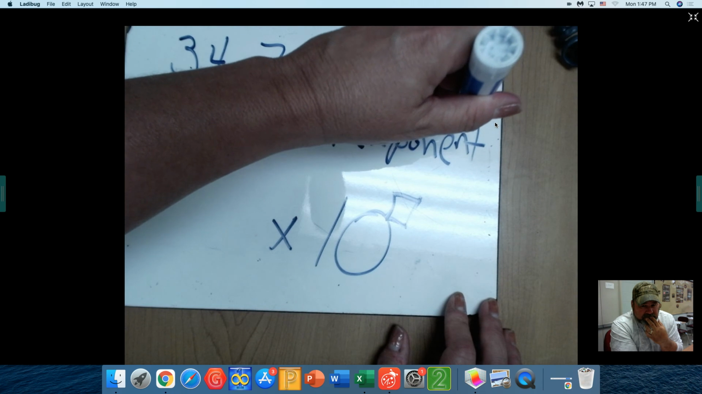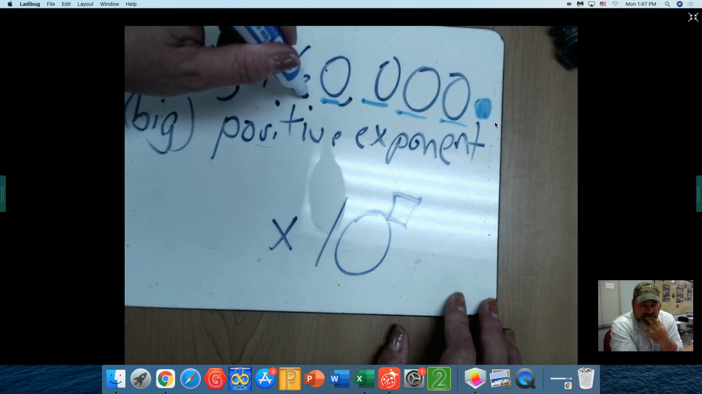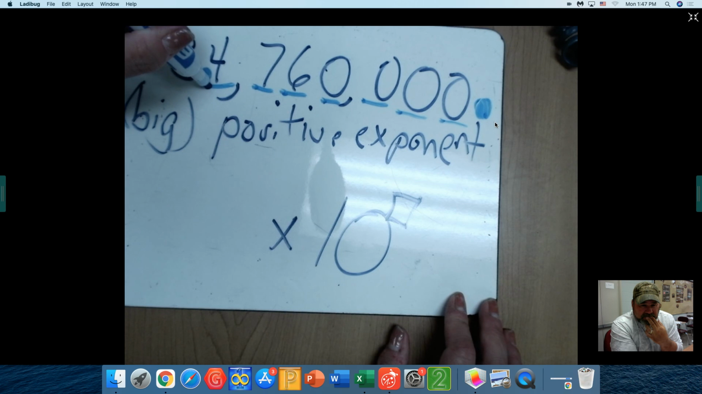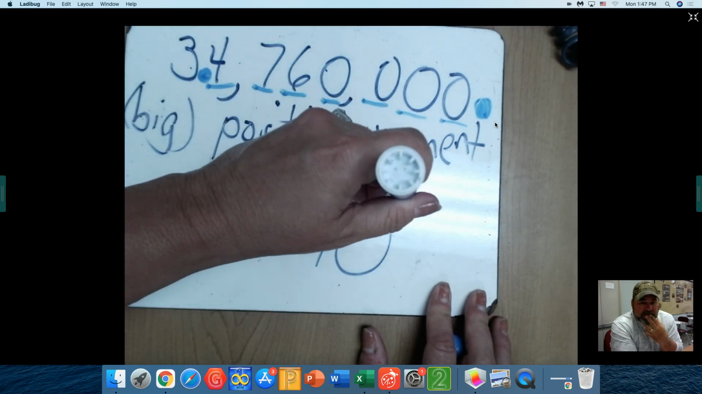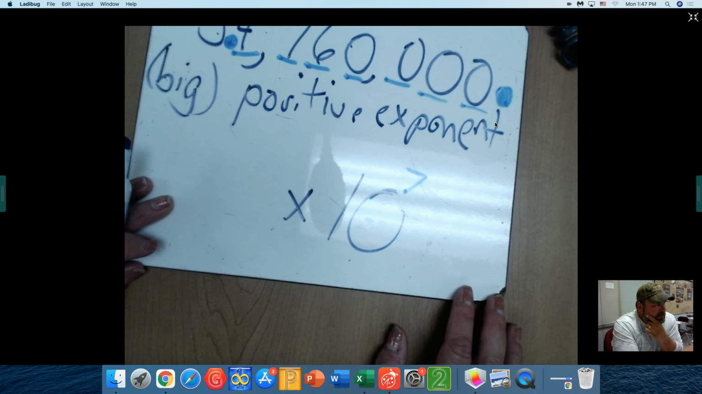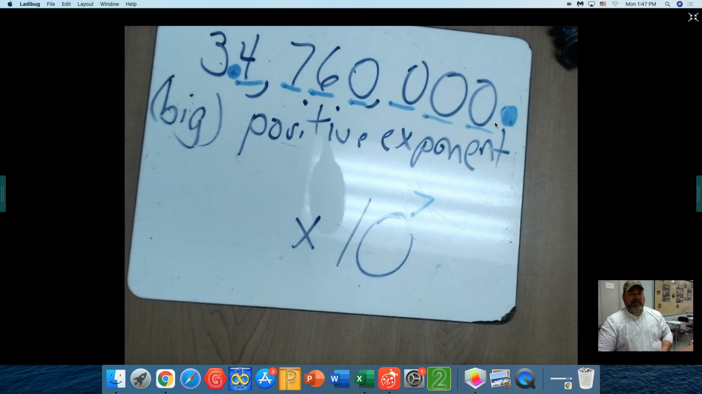So I'm going to make my blanks. 1, 2, 3, 4, 5, 6, 7. So now I can go back over here. I can replace it with this 7. It's going to be 10 to the 7th. So the number of decimal places that I have to move or jump to get to where there's only one non-zero number to the left of the decimal, that's my exponent, right?